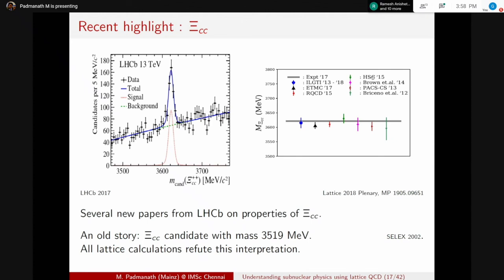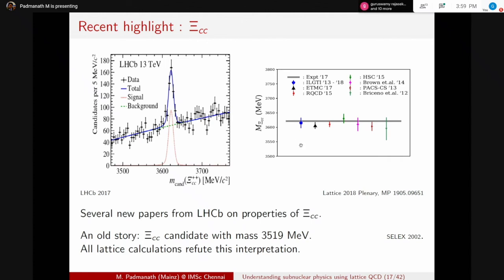These ILGTI and Hadron Spectrum collaboration results are our own numbers. HSC does not have any chiral or continuum extrapolation. It is done with a 400 MeV pion mass.